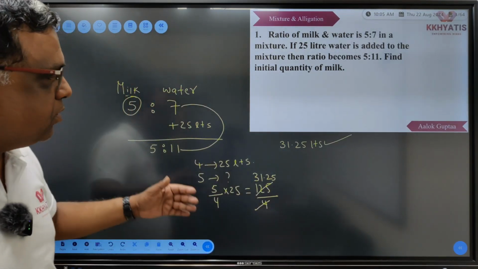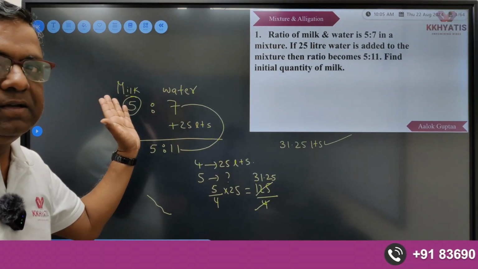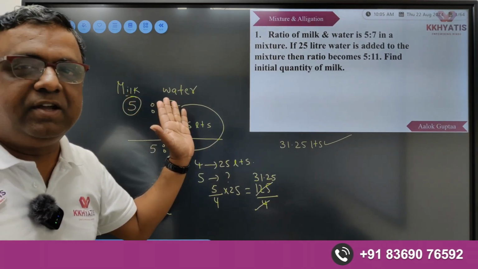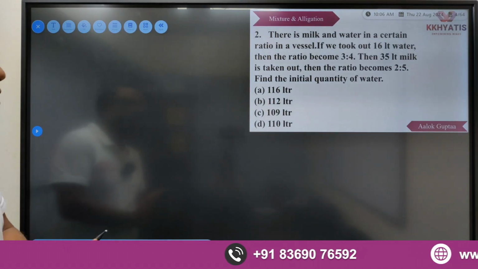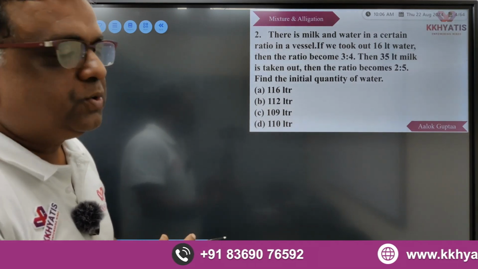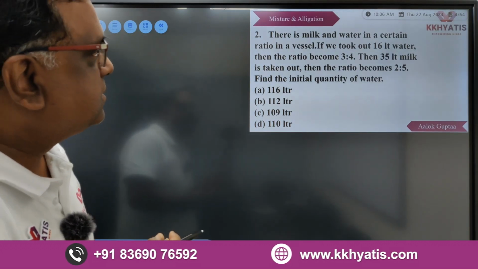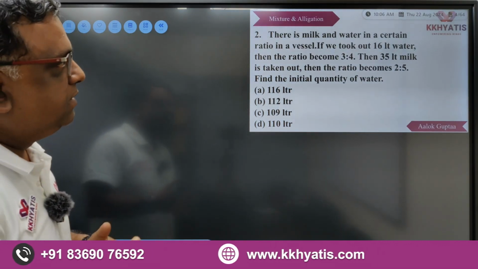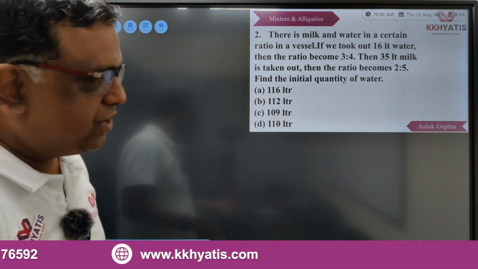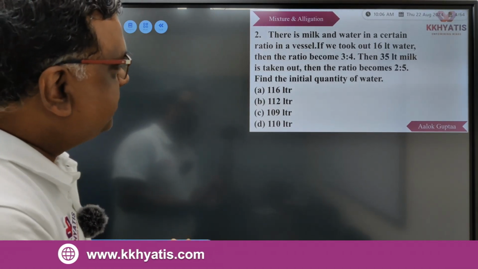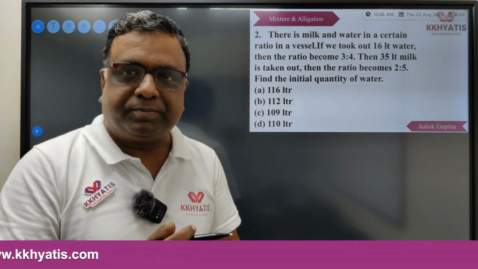Understood? So whatever quantity has been added or removed, we have to see the remaining quantity remains the same, and we equate our ratios to that quantity. We'll do one more sum. There is milk and water in a certain ratio in a vessel. So we have not been given the initial ratio. If we took 16 liters of water out, then the ratio becomes 3:4. Obviously, when we take something out or add something, the ratio is going to change. Then 35 liters of milk is taken out. Then the ratio becomes 2:5. Find the initial quantity of water.